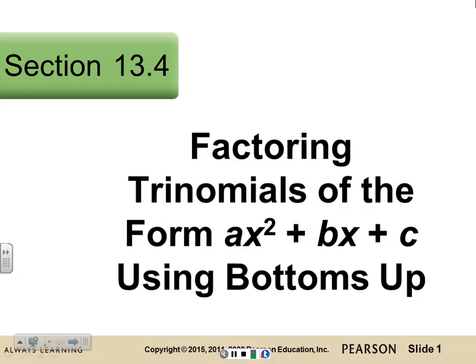13.4 Factoring trinomials of the form ax squared plus bx plus c. And we're going to use the bottoms up method. Up until this point, we have done many factoring procedures: the greatest common factor, factor by grouping, which is the 4 term, and then trinomials where your leading coefficient is 1. So this time, we're going to factor trinomials where our leading coefficient is not 1. It's going to be some other number. And to do this, I teach bottoms up.